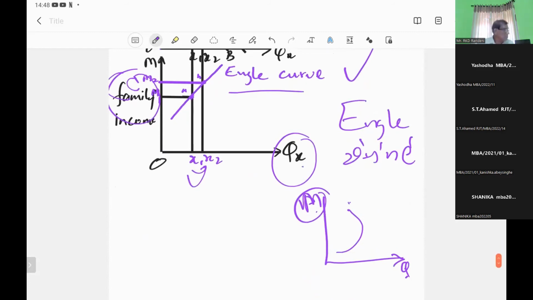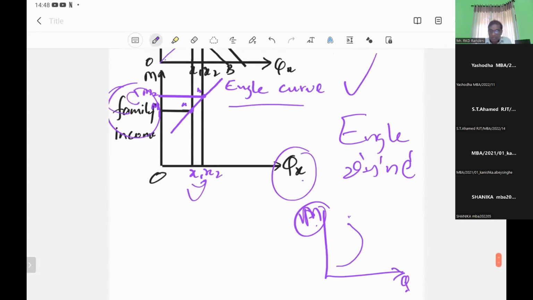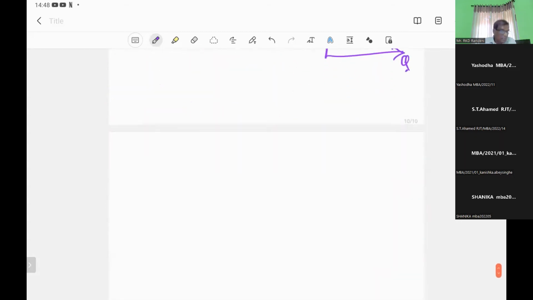Now, for the time, we have only 1 hour, right? According to the indifference curve, consumer equilibrium can change due to 2 reasons. Change in consumer income, and the other one is price, due to a price change of the commodity.